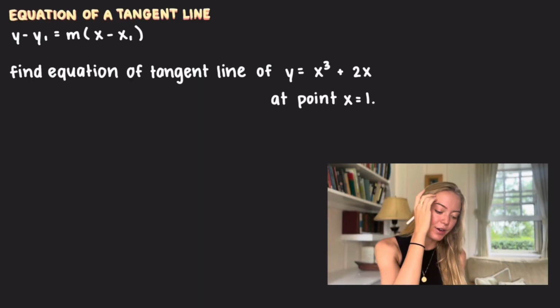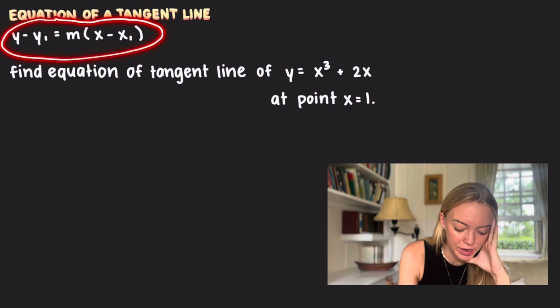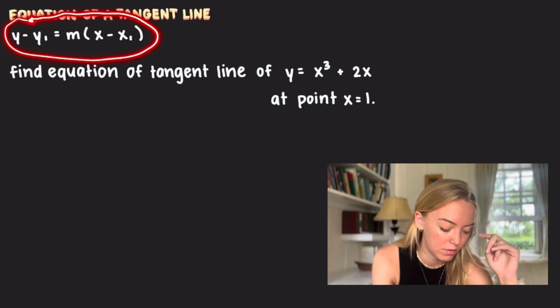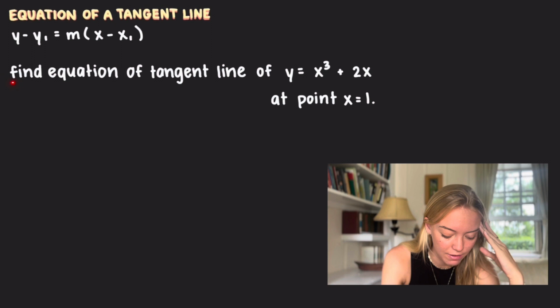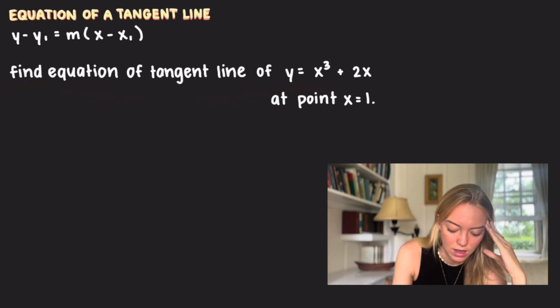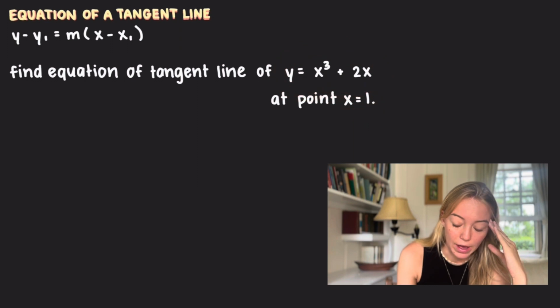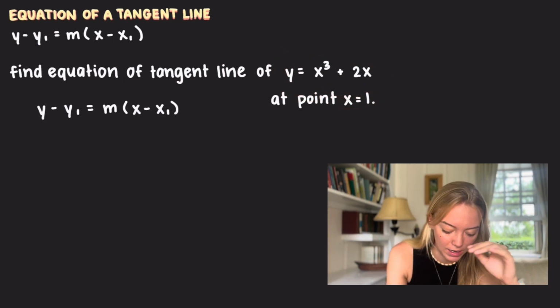Okay, how do you find the equation of a tangent line? This is the equation for the line. So memorize this. Memorize it. Okay, good job. Let's just start off with an example. It's going to be the same steps for every single one. So it's going to be like, find the equation of the tangent line of this function at a certain point. Okay, first step, write down this formula that you need to memorize.